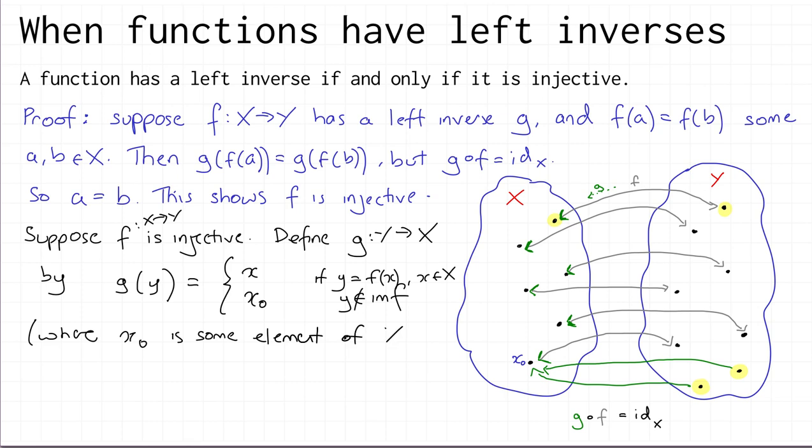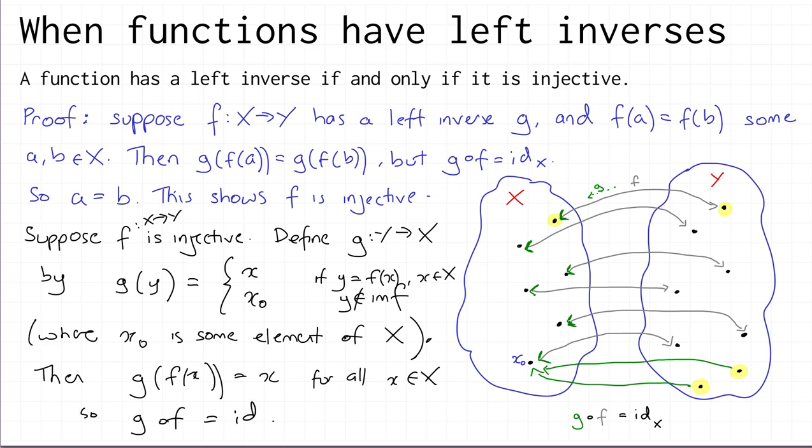So it doesn't matter what you choose, you just pick some element. And then this construction works. This is then a left inverse, because g of f of x will be equal to x for all little x in big X. So g composed with f is the identity on X, and g is a left inverse to f. Okay, so that's the result for left inverses.